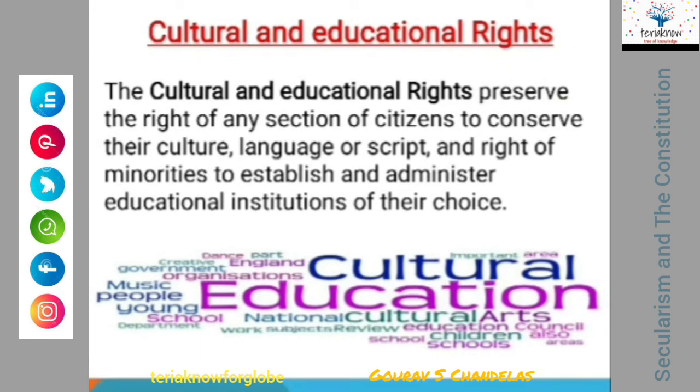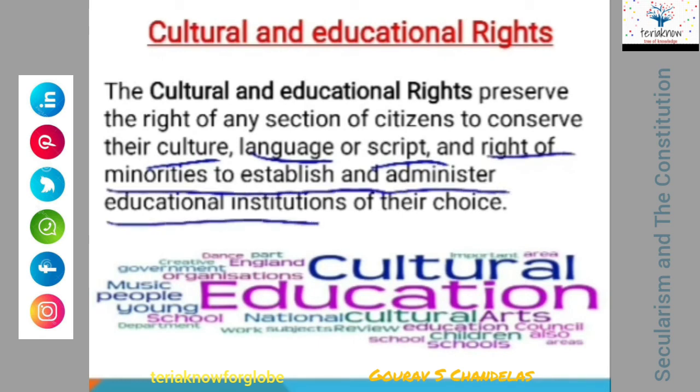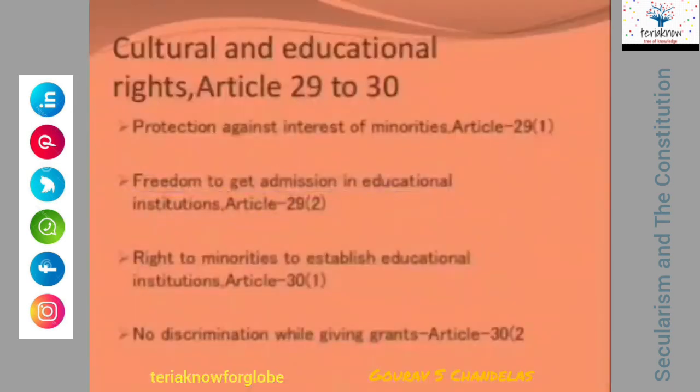Now, the definition. What are cultural and educational rights? Cultural and educational rights preserve the right of any section of citizens to conserve their culture, language, or script, and the right of minorities to establish and administer educational institutions of their choice. Means choice based, you can sustain your life. It will be your choice to follow any language, culture, script. Understood?